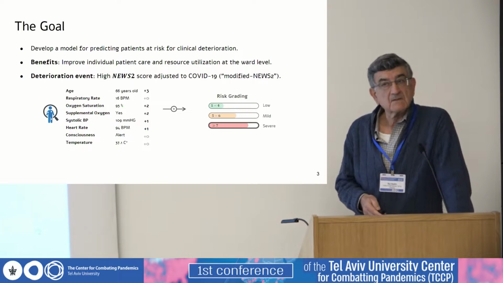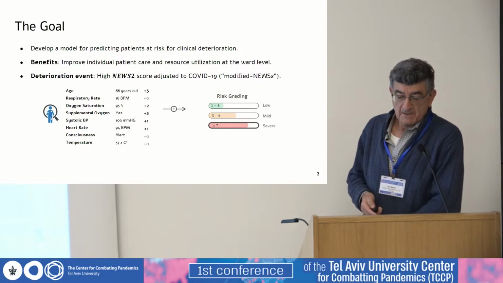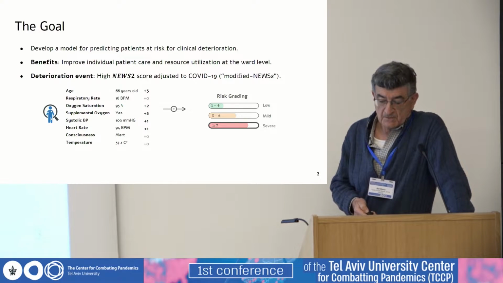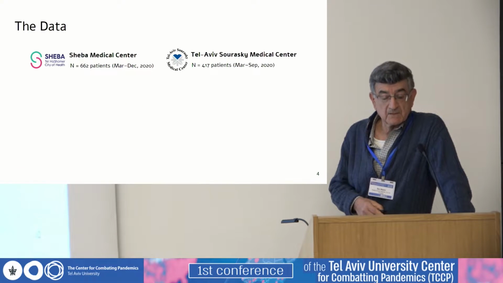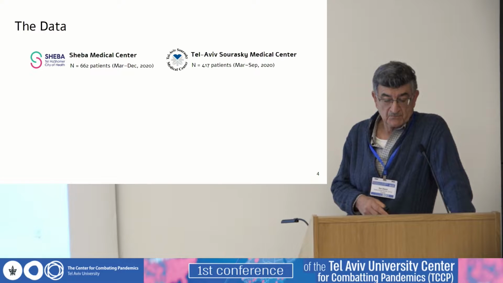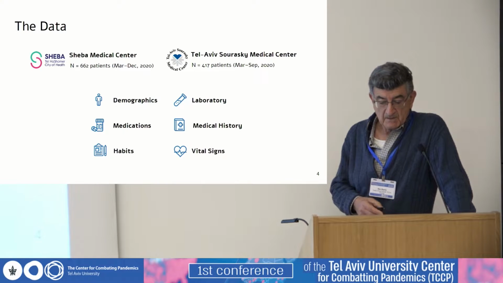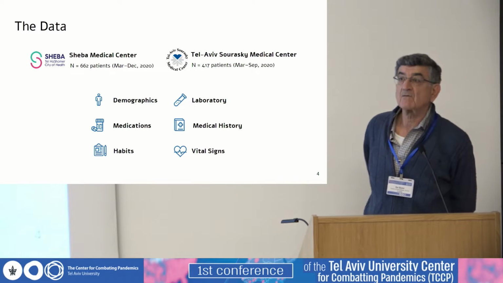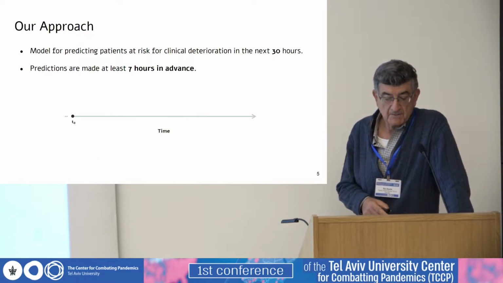So tell in advance which of the patients are going to have a high COVID score, high NEWS score in the next 30 hours. So the data that we had was patients from both Shiba and Ichilov, a little over 1,000 patients together, and the data originated from electronic medical records covering the parameters that you see here.